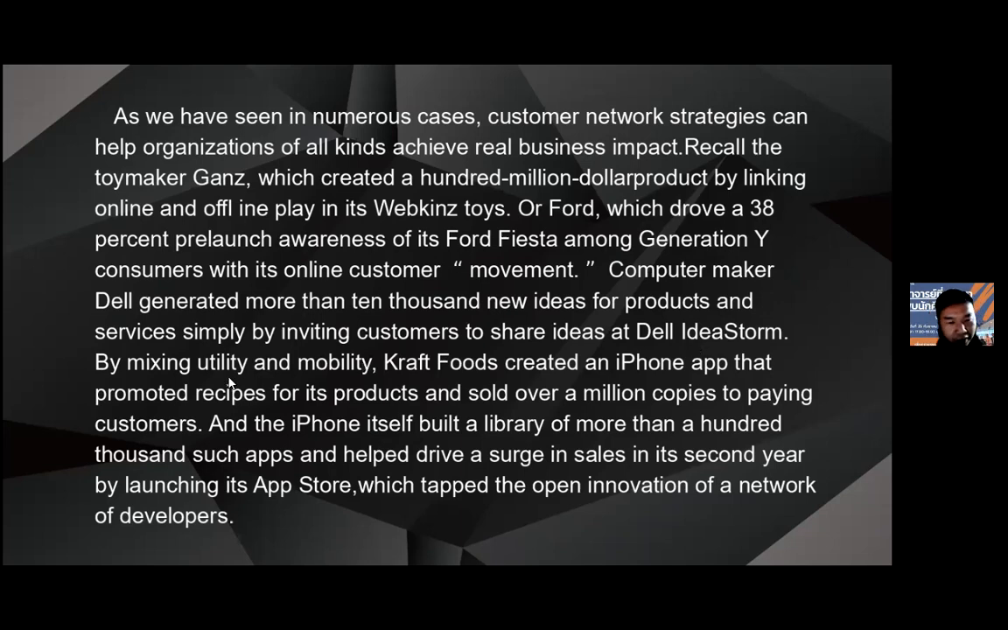By maximizing utility and mobility, Kraft Foods created an iPhone app that promoted recipes for its product and sold over 1 million copies to paying consumers. And the iPhone itself built a library of more than 100,000 such apps and helped drive a strong increase in sales in its second year by launching its app store, which tapped the open innovation of a network of developers.